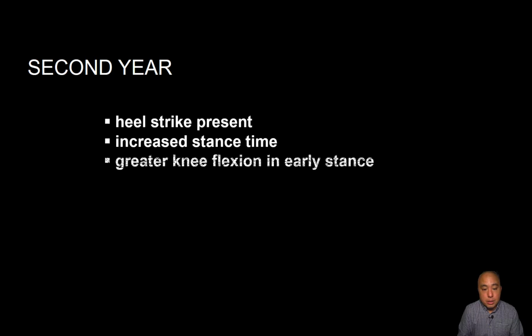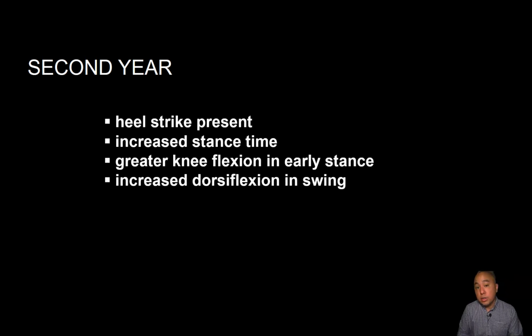So second year, now let's take a look. Now there's more of a heel strike present, what we call the heel rocker. That's the passive plantar flexion that we see in mature walkers. There's increased time during the stance phase, or greater knee flexion in early stance. That's the controlled knee flexion I talked about. There's increased dorsiflexion in swing. Now the child can clear their toe throughout the swing phase. Now we can see more of a reciprocal arm swing. So let's take a look at the video.